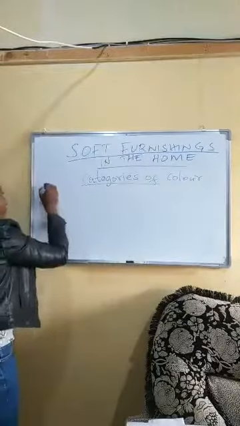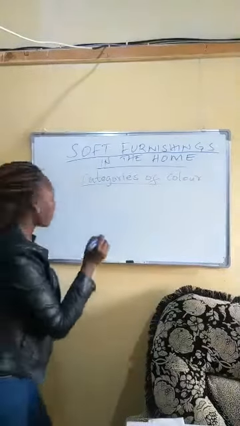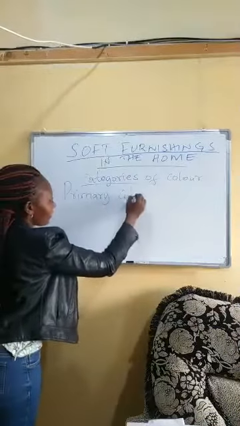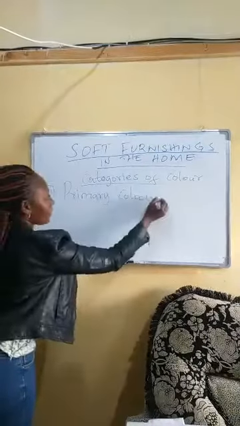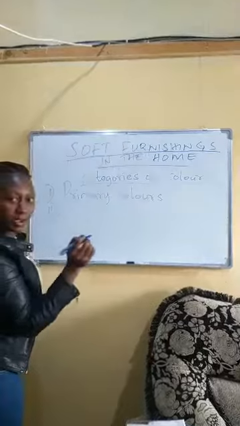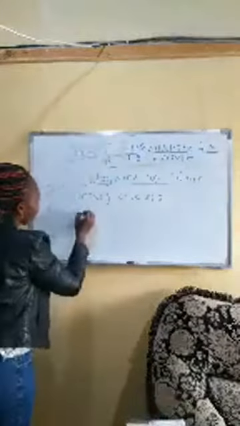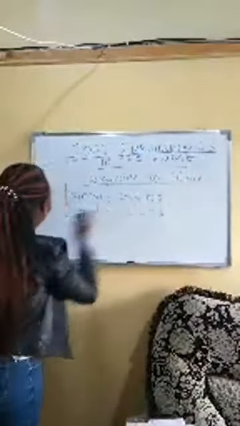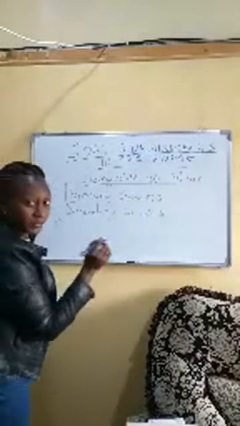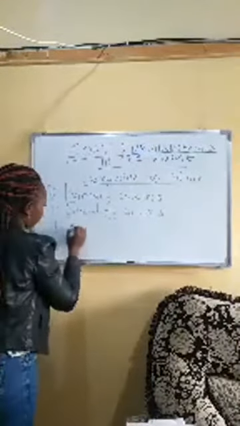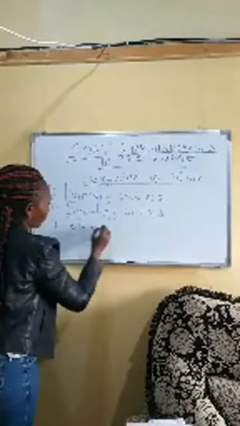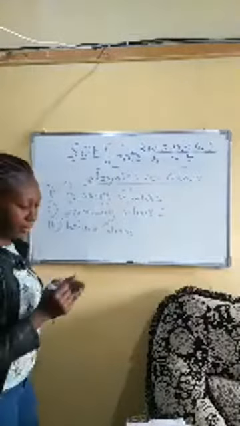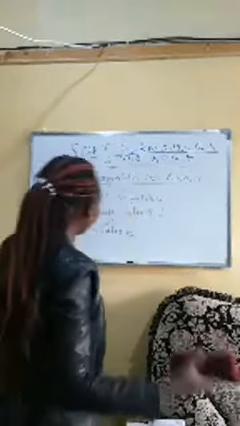So the first category is known as primary colors, and I know we've learned this at some point. Primary colors. The second category, we have secondary colors. The third category, tertiary colors. So let's start with the first category. What do we mean by primary colors?